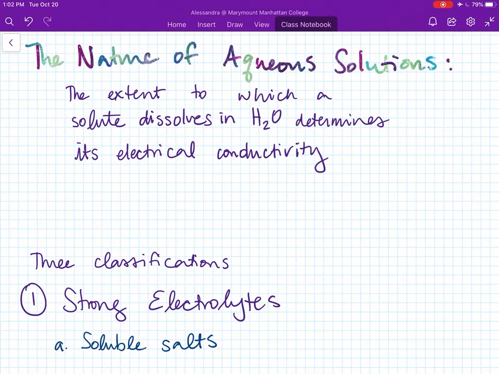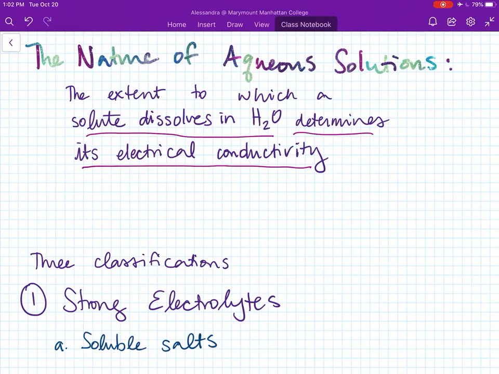All right, now let's discuss the nature of aqueous solutions. And we're going to divide solutions into three classifications. So the first thing you need to know is that the extent to which a solute dissolves in water is what determines whether and how much it's going to conduct electricity.